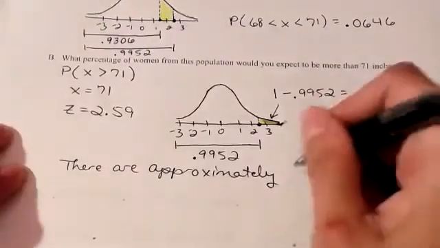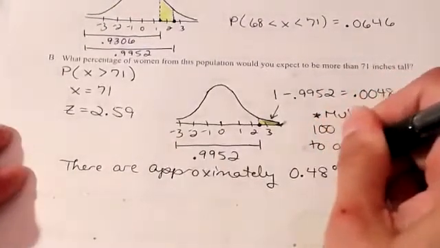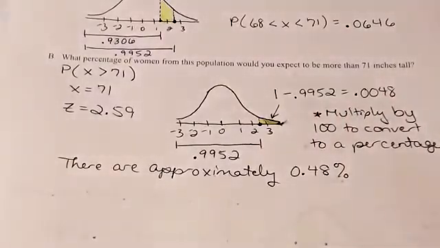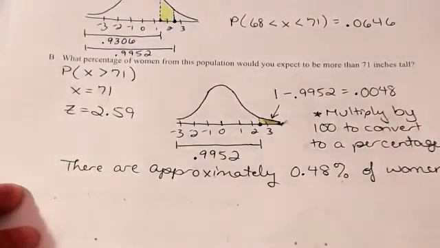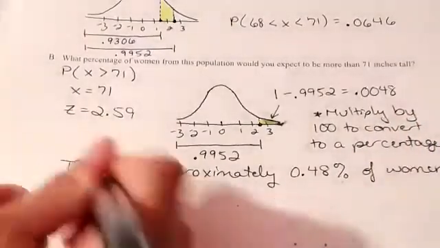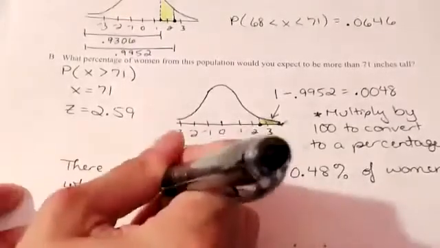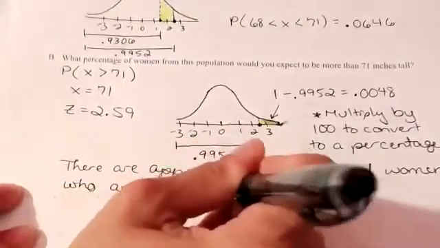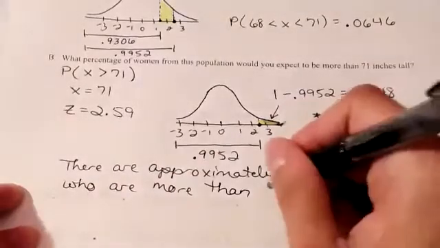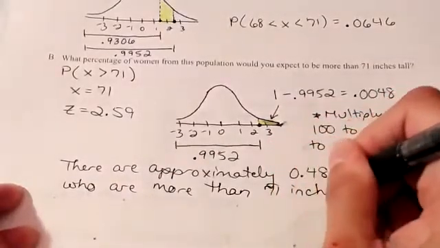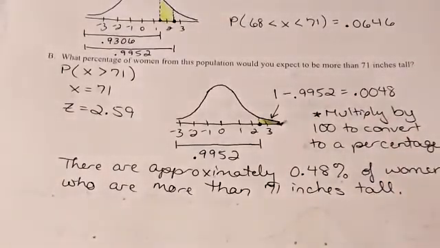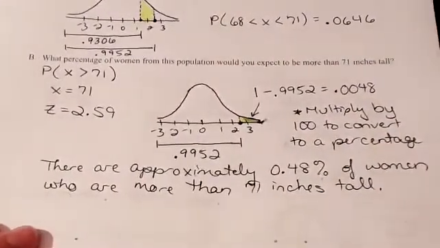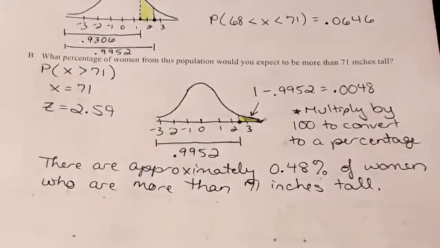There are approximately 0.48%, right? Smaller than 1% of women who are more, sorry, that's what I meant to say. 0.48. Awesome. Who are more than 71 inches tall. So it's a pretty small percentage, a very small likelihood out of this sample, of course.